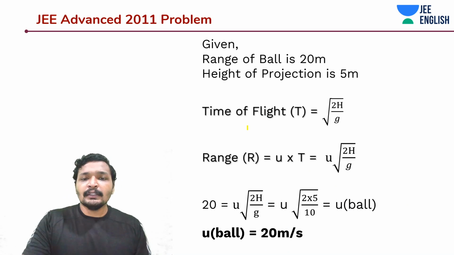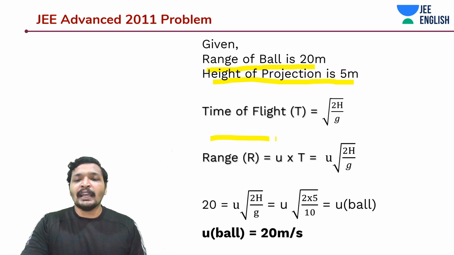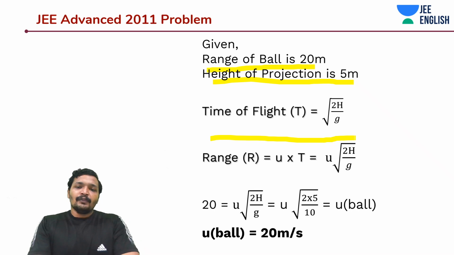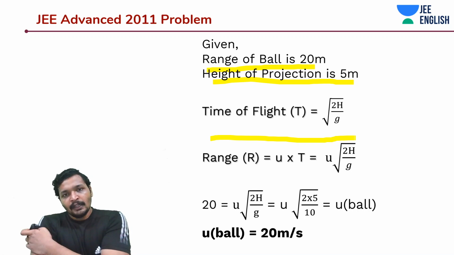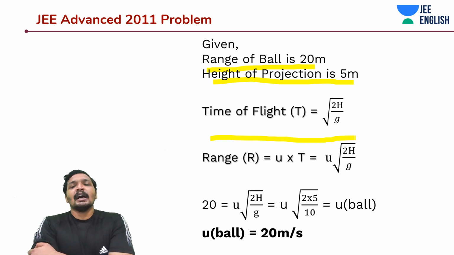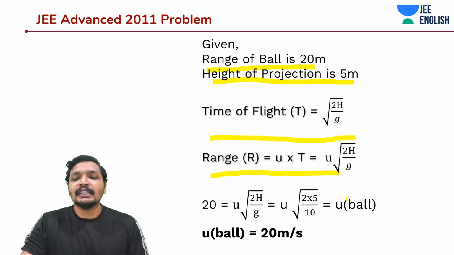So the range of the ball is 20 meters, the height of projectile is 5 meters. The time of flight is under root 2gh, which is nothing but v squared is equal to u squared plus 2as. It's not the correct one, guys. I'm correcting myself. s is equal to ut plus half at square should be the equation. So you would make use of s is equal to ut plus half at square to solve this problem, and then you would get the time of flight, and using the time of flight you can substitute in the range and you would get the initial velocity of the ball.